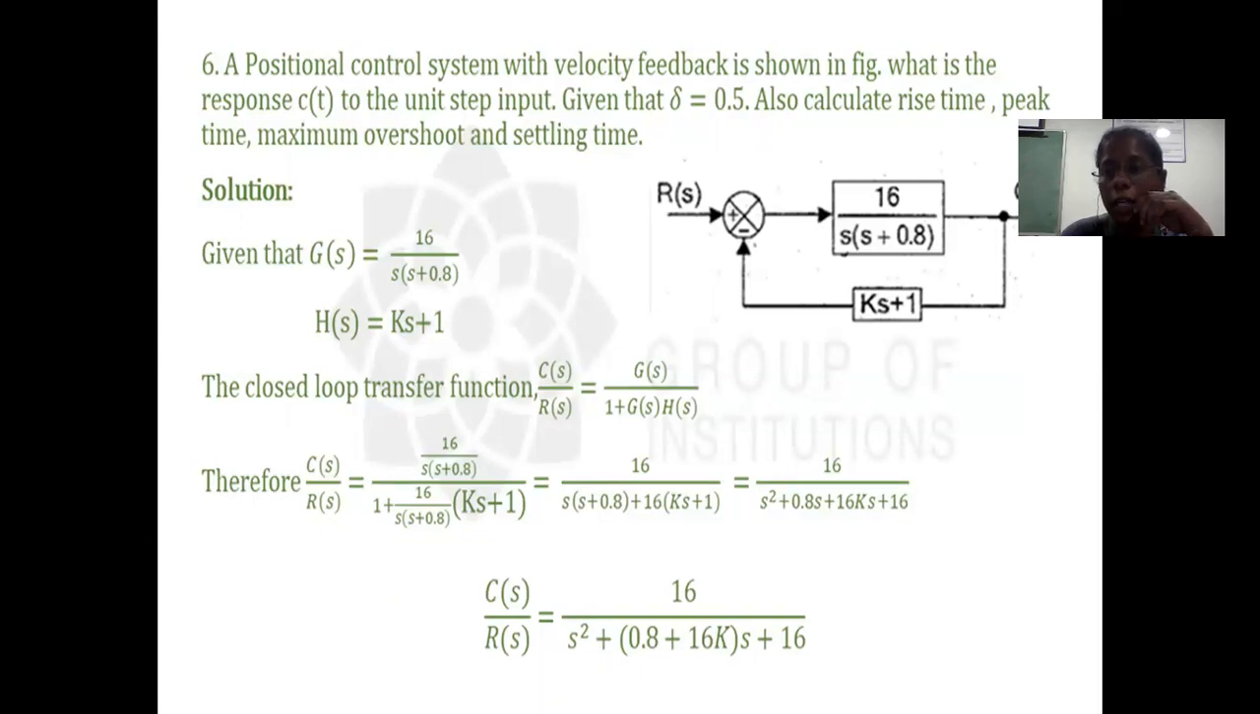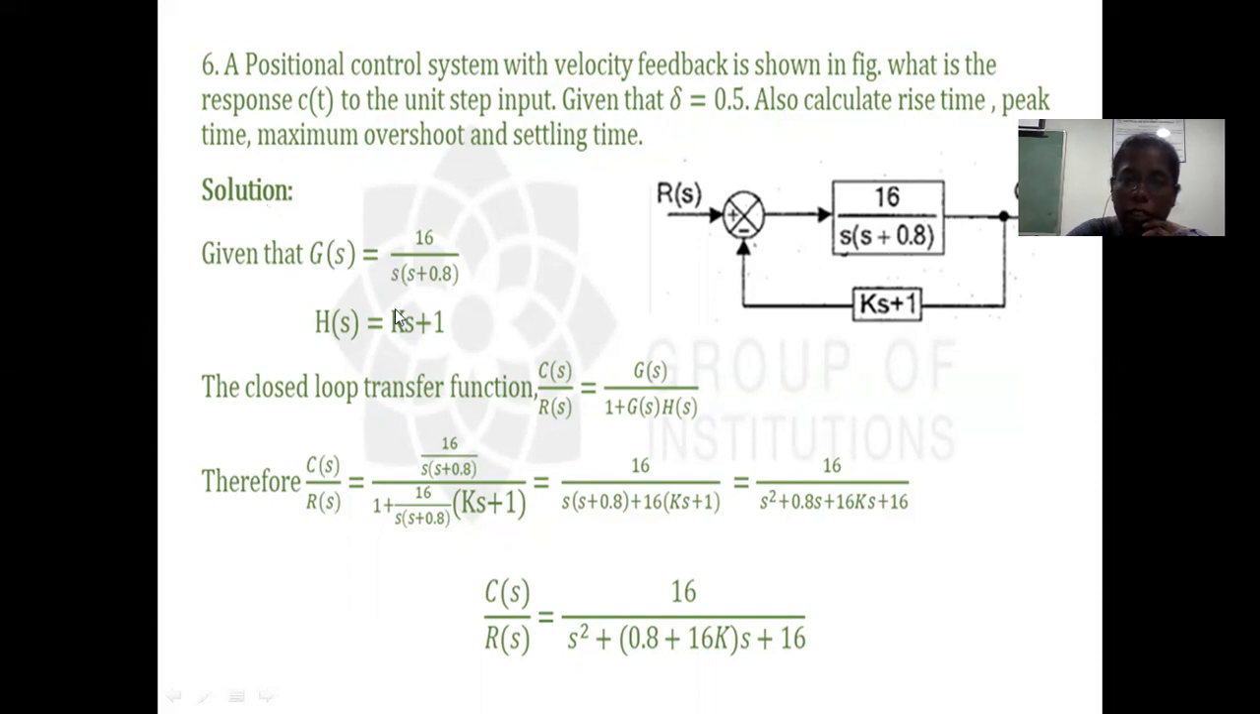Here let me take a problem of the second order underdamped case, and we'll see how to get the time response of that system, and also the other specifications like rise time, peak time, settling time, and peak overshoot. This is the block diagram given. It is a closed loop system, where G of S is 16 by S into S plus 0.8, and the feedback gain is Ks plus 1.